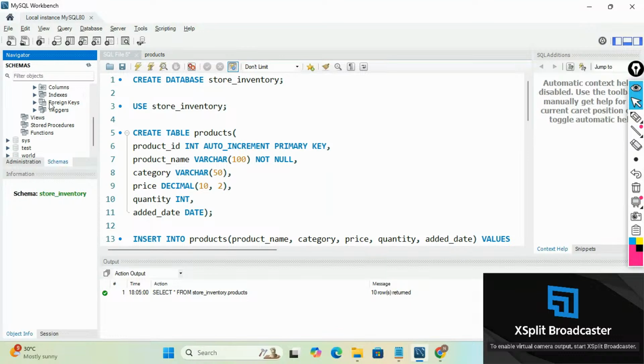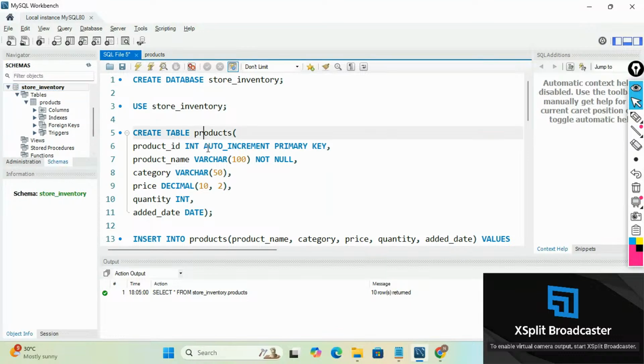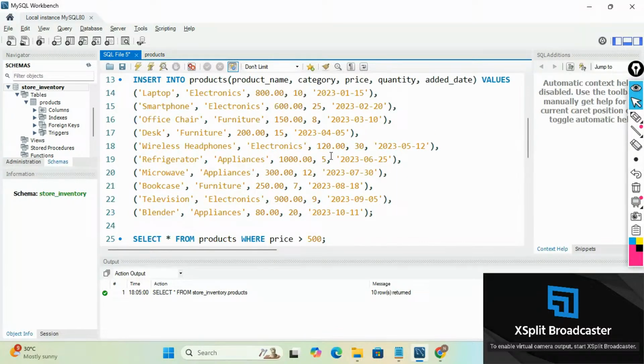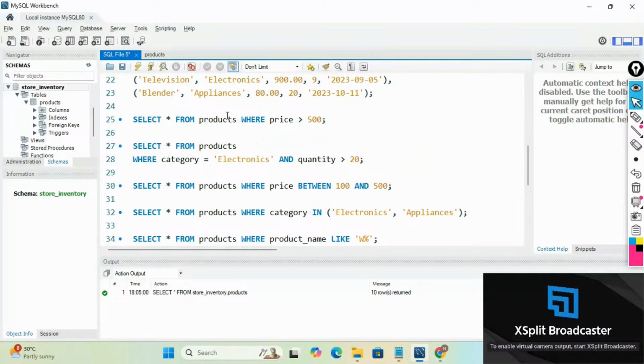So we created a table, it is products, and we also inserted some records. 10 records have been inserted. 10 different products, and each and every product belongs to some category. The category of the product has been recorded with the price, quantity, and the date on which we added this product to the table. Clear?